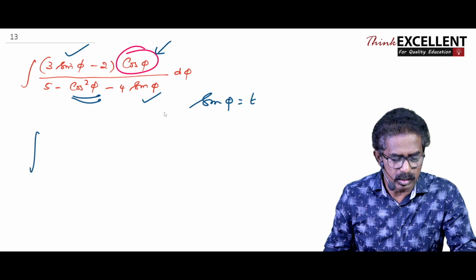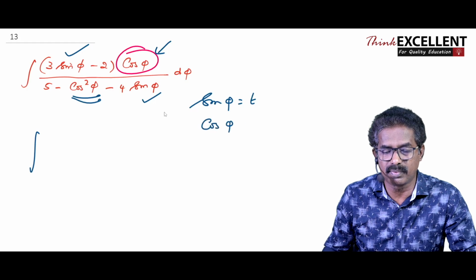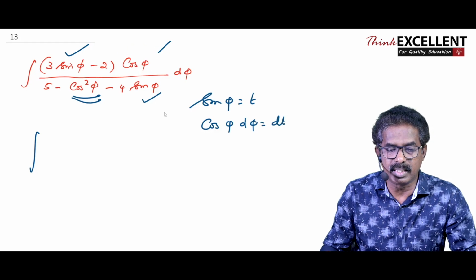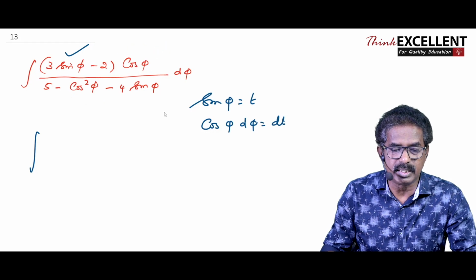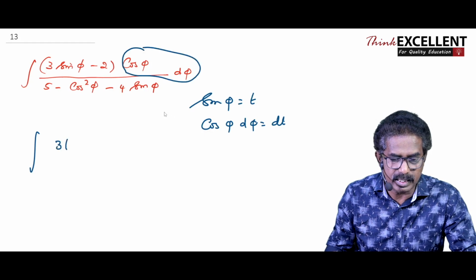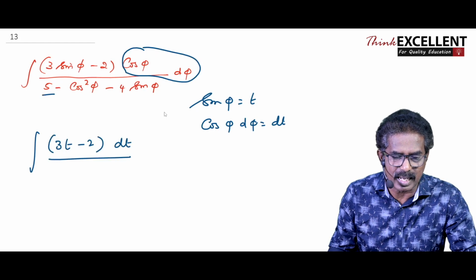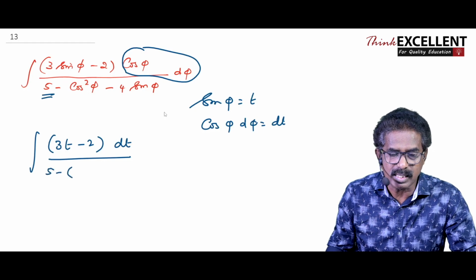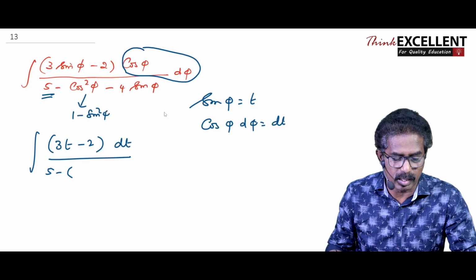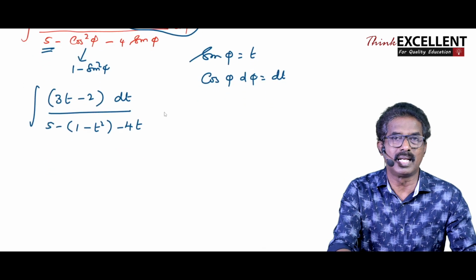So integral, so 3 into, so sin phi t ன்னு கொடுக்குறோம். அப்போ sin phi derivative cos phi d phi is equal to என்ன ஆயிரும் dt, right? அப்போ இந்த cos phi d phi together dt ன்னு வரும். So these two together dt. Okay. So integral 3t minus 2 into dt by, the denominator do very carefully, phi minus of cos square phi. Cos square phi na 1 minus sin square phi, that is 1 minus t square. 1 minus t square minus 4t. Now you simplify, you will get a question like previous sum, right?